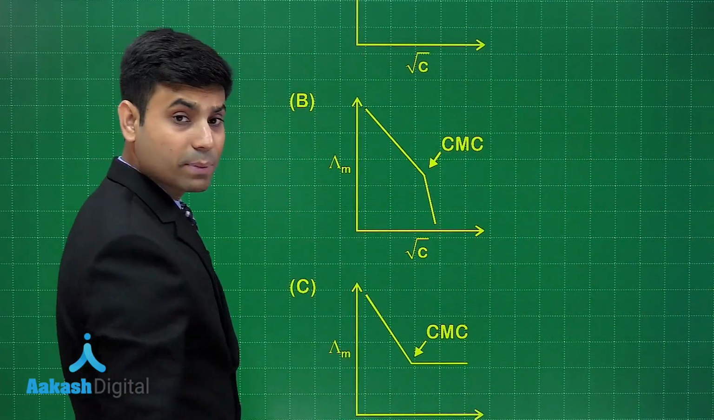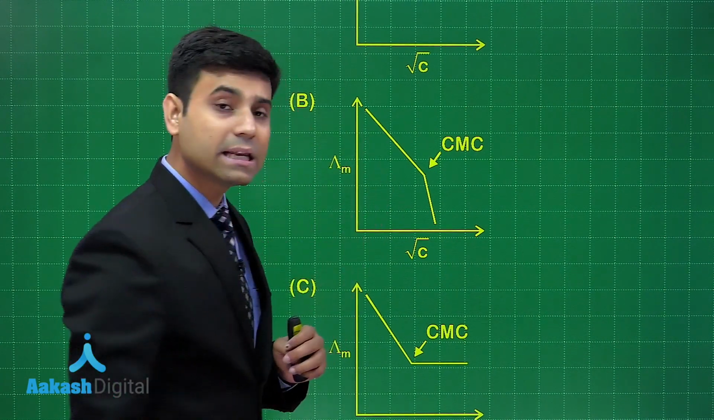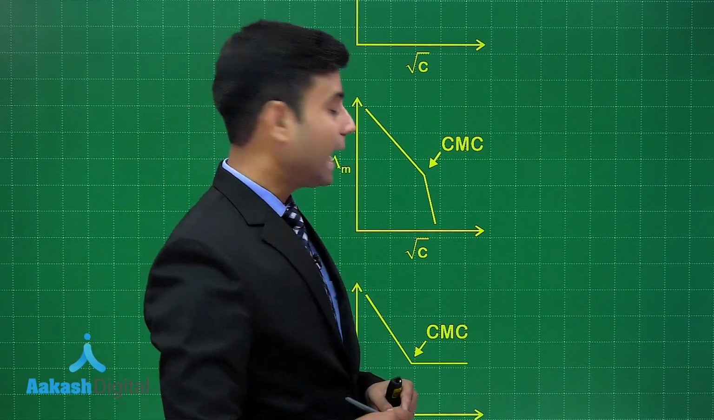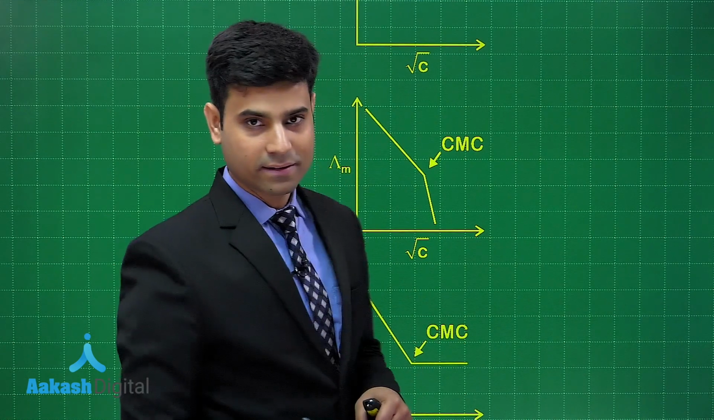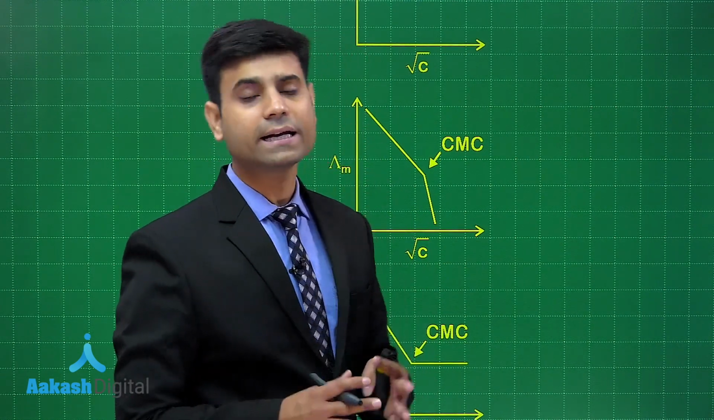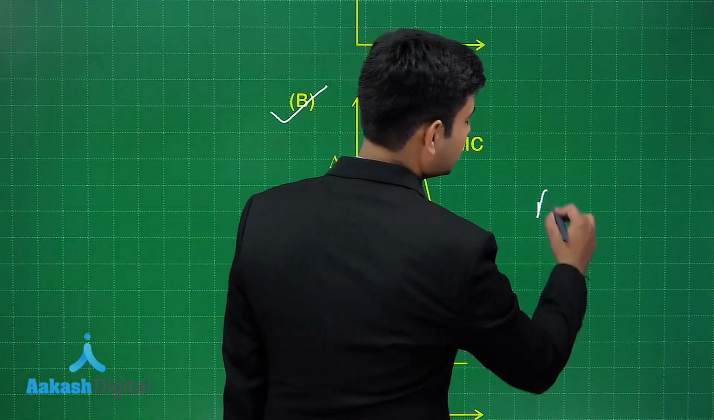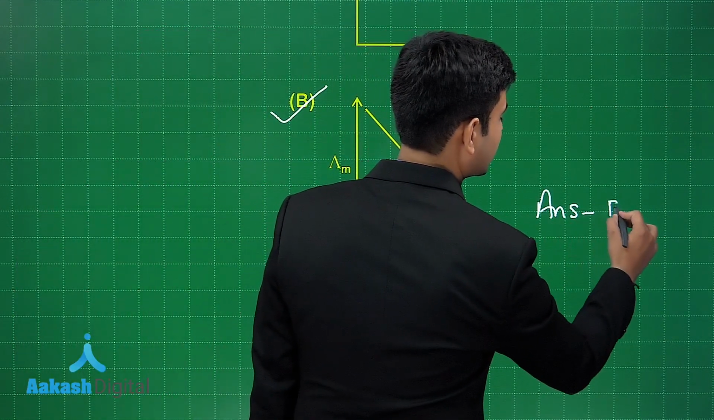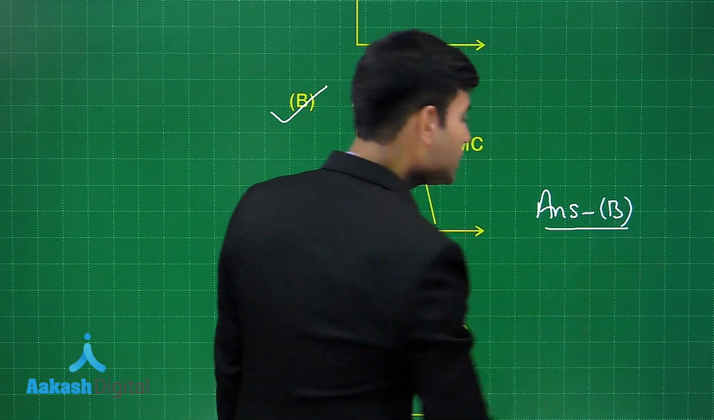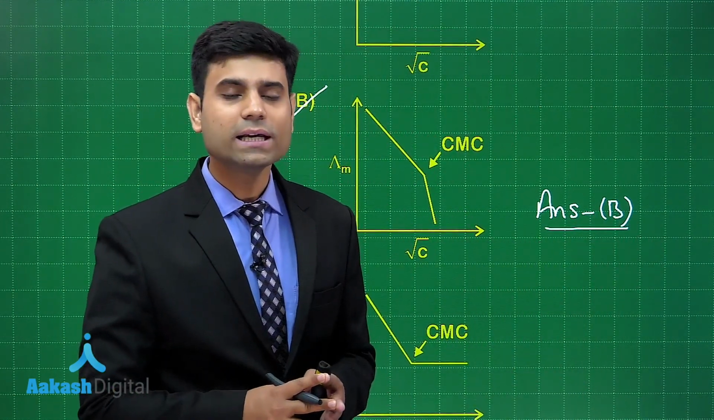If I talk about the B option, here we can see the value of lambda m decreases with increasing concentration and then it decreases sharply. The number of ions is decreasing in the solution after CMC. That's why lambda m should decrease. Hence, out of the given options, the correct answer is given in option B. Therefore, the correct answer for this question will be option B. So students, this was all about section 1. Now let's move to section 2.